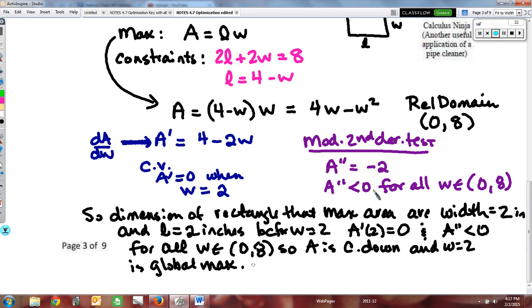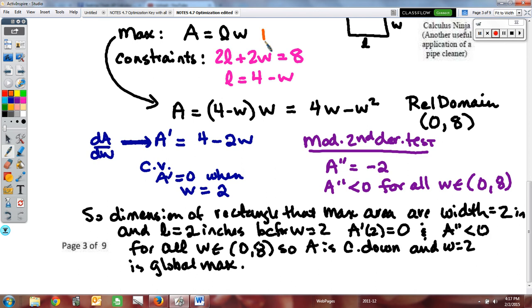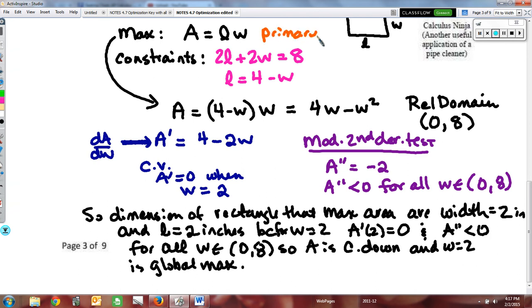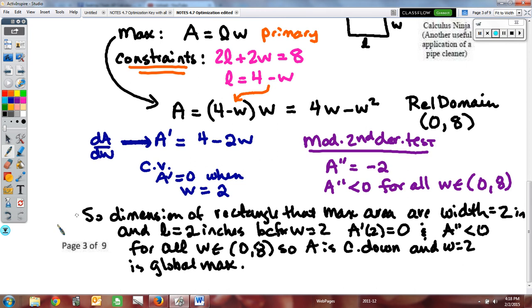Okay, so again, set up your primary equation. Once you have a primary equation, you look for your constraints. You use your constraints to do a substitution so that you can simplify your primary equation. So you have one input. Once you have one input, you take your derivative. And then, because our relevant domain was an open interval, we had to use either modified first or modified second. We chose to use modified second here. All right, let's take a look at the next example.